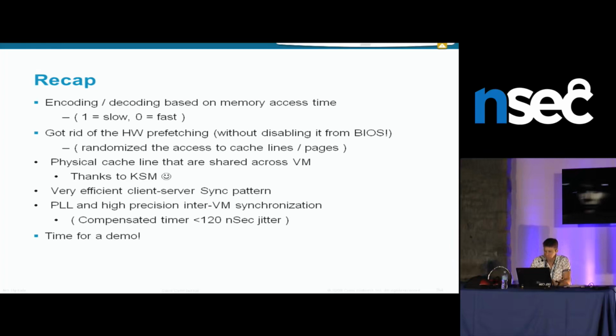We have an encoding and a decoding scheme based on memory access time: 1 is slow, 0 is fast. We managed to get rid of the hardware prefetching logic without fooling around with the BIOS. We found some physical cache lines that are shared across VMs thanks to KSM. Now I'm sure some people here are asking themselves, what if KSM is not enabled? No worries. The cache has an associativity level, so if we don't use KSM, we can still rely on the cache associativity to do the encoding. It takes a bit more CPU, but from the results I have, it doesn't make a whole bunch of difference.